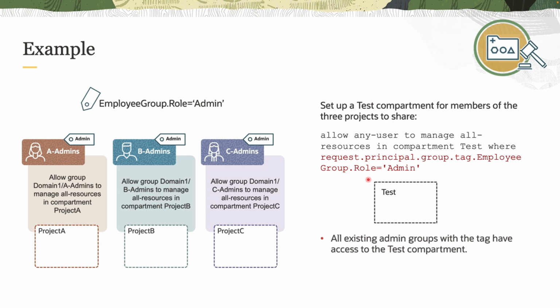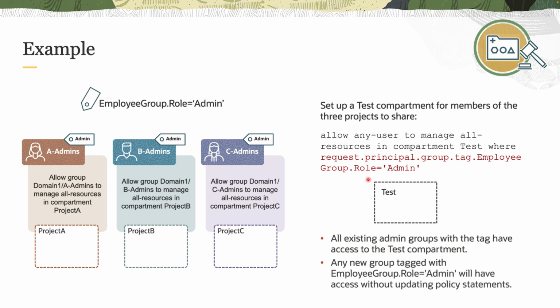And if there are any new or existing groups that you want to tag with this particular tag value in the future, they will have access to the test compartment without having to update the policy statement. So this is how it makes it easy to provide or revoke access using the tag value.